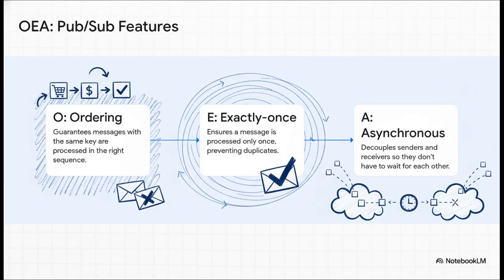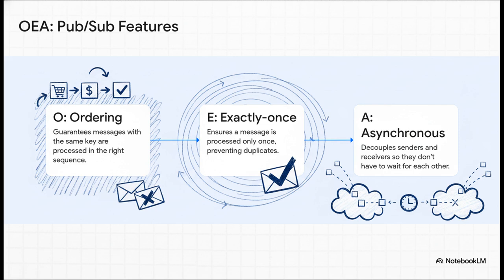All right, let's unpack that OEA mnemonic, because these are the three critical features of PubSub you have to know. O is for ordering. This is huge. If a customer adds an item to their cart and then pays, you have to process those events in the correct sequence. PubSub guarantees this for messages that share the same key.